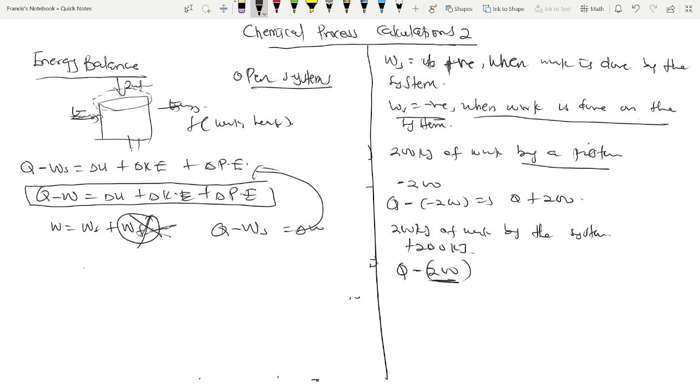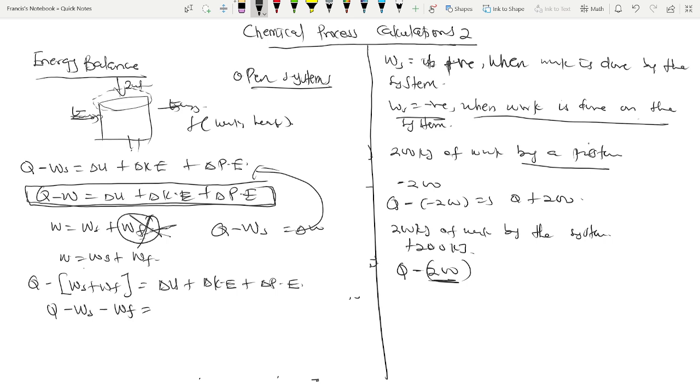And then for open systems, there is both flow work and shaft work. Now when you consider the general expression for the first law of thermodynamics, the work here now becomes shaft work plus flow work, right? For an open system. Now what we do is we write Q minus everything here, Ws plus Wf, equal to change in internal energy plus change in kinetic energy plus change in potential energy. Now our Q minus Ws minus Wf is equal to change in U plus all these, right?